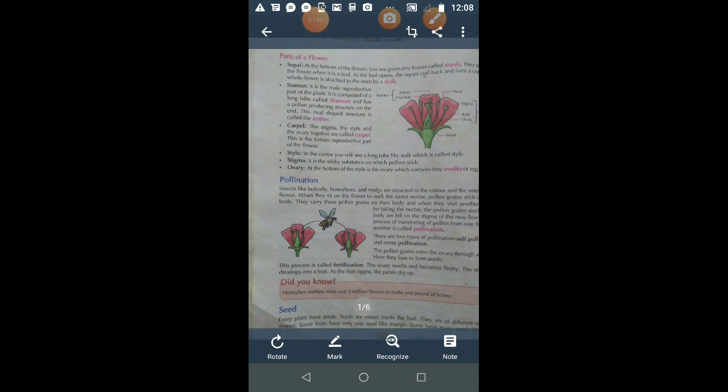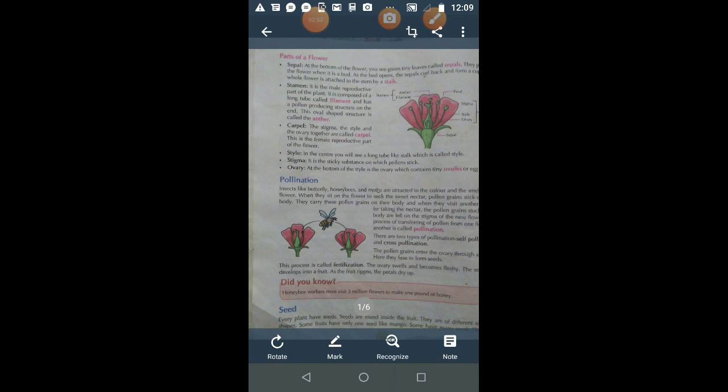Okay student, when I explained flowers, there are two types of flower: complete flower and incomplete flower. What is a complete flower? A complete flower is the one that consists of sepals, petals, stamens and carpels, or you can say all four important parts of the flower. And the incomplete flower is the one that lacks one or more structures out of the four.